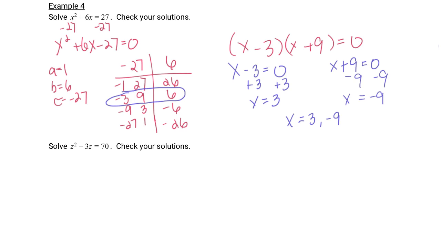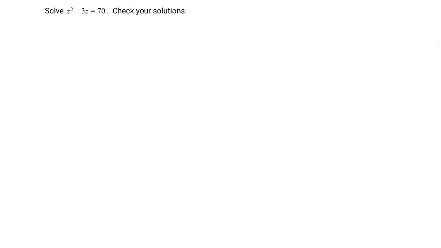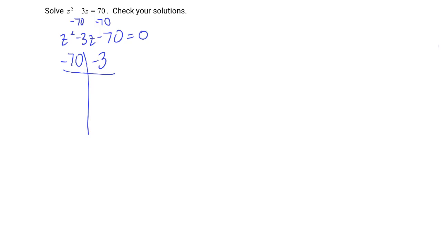All right, I want you to try this last one on your own, and then we'll say sayonara. Okay, not in standard form, so we got to fix it. Subtracting 70, subtract 70. It's z squared minus 3z minus 70 is 0. So we make our table. A times c is negative 70, b is negative 3. So we need opposite signs. A times c is negative.